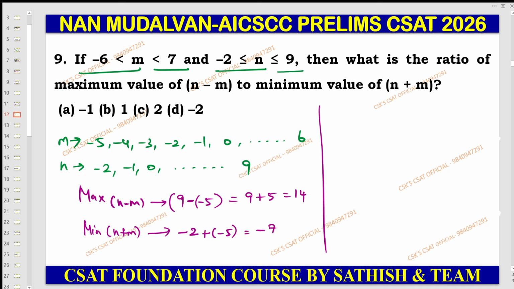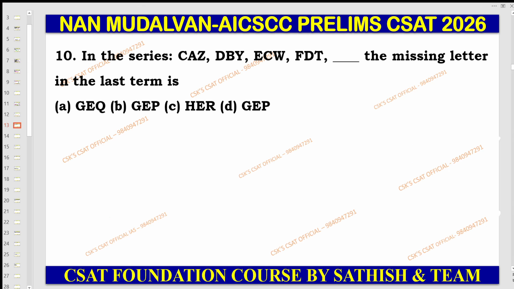The question here is a ratio. Maximum here is 14. The minimum value of n plus m here is -7. If you cancel this, it becomes -2. Answer here is D. How many of you answered this question correctly? Everyone understood the logic? Yes, most of you answered. Very good. Let's move on to the next question. Shall I move to the next question? Everyone able to get it, right? So let's move on here.